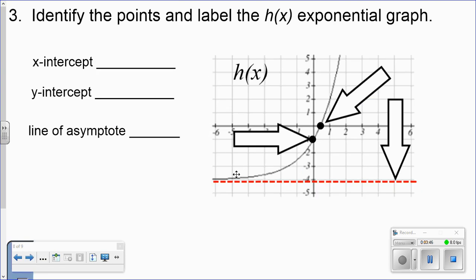This next one is the exponential. Our x-intercept is right here at (0.5, 0). Our y-intercept is over here at (0, -1). And our line of asymptote, remember, this is your exponential graph, and it's leveling out right at y equals -4.